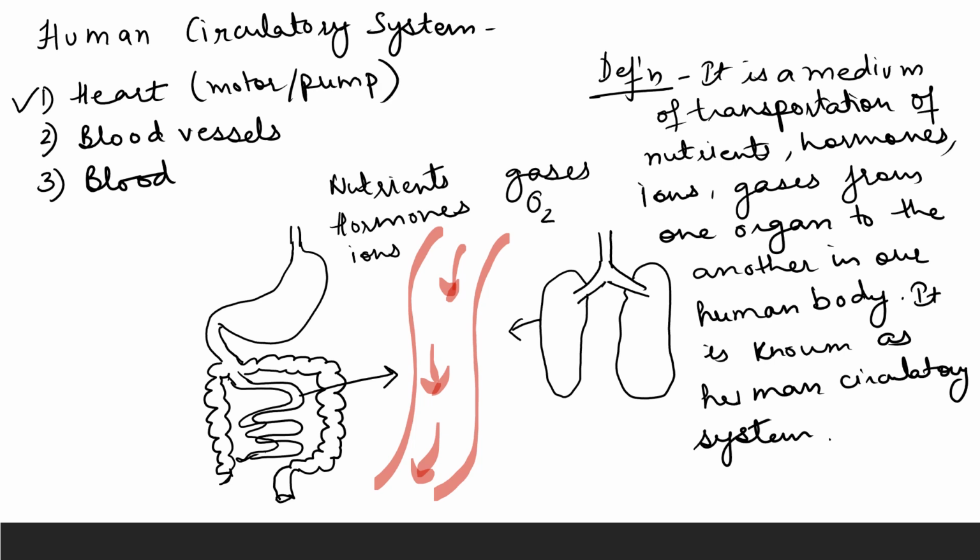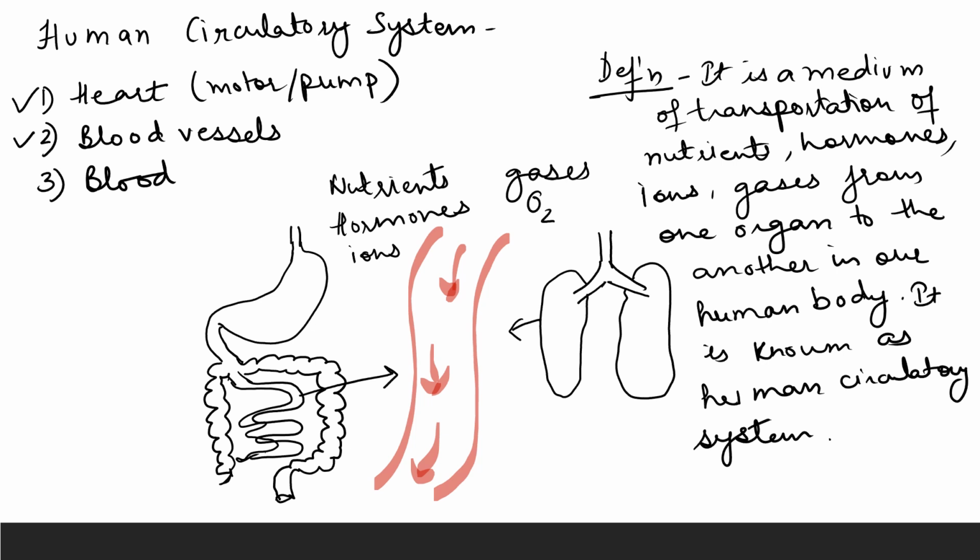Now, the second component is the blood vessel. It will never happen that the heart will pump blood and it will disperse in your whole body, right? No, it will not happen. The heart will pump blood and in a very systematic manner, it will go to the different organs with the help of the blood vessels. In a very systematic manner, the heart will pump blood into the different blood vessels, and it will go to the different organs, right? So this is the second component, that is blood vessels.